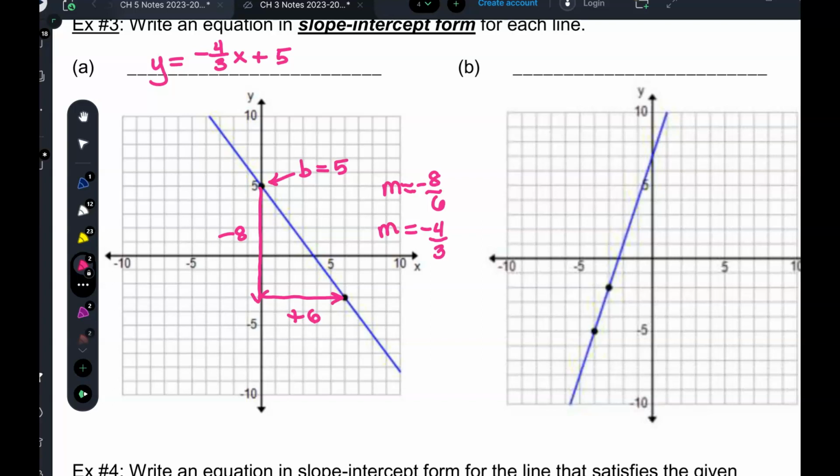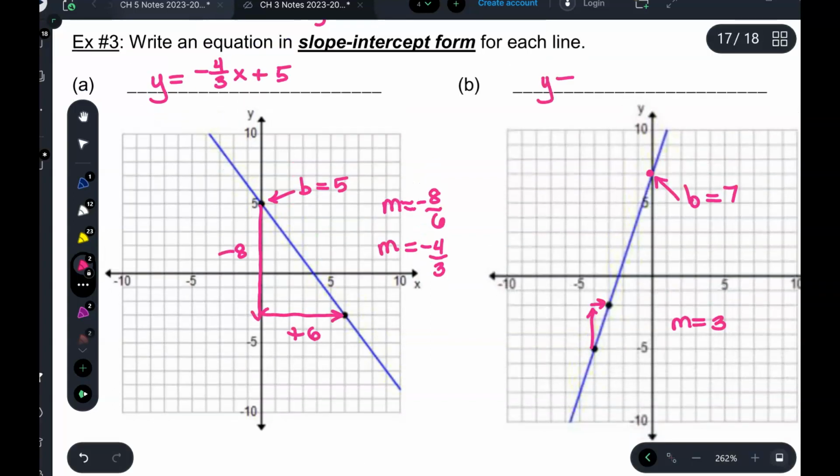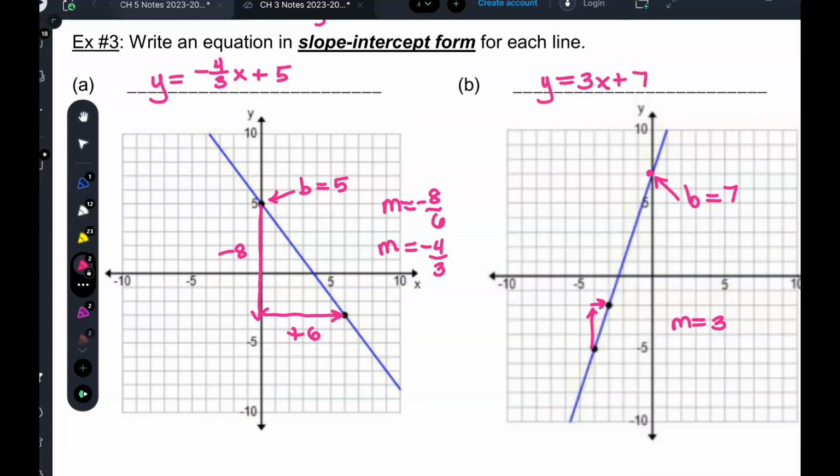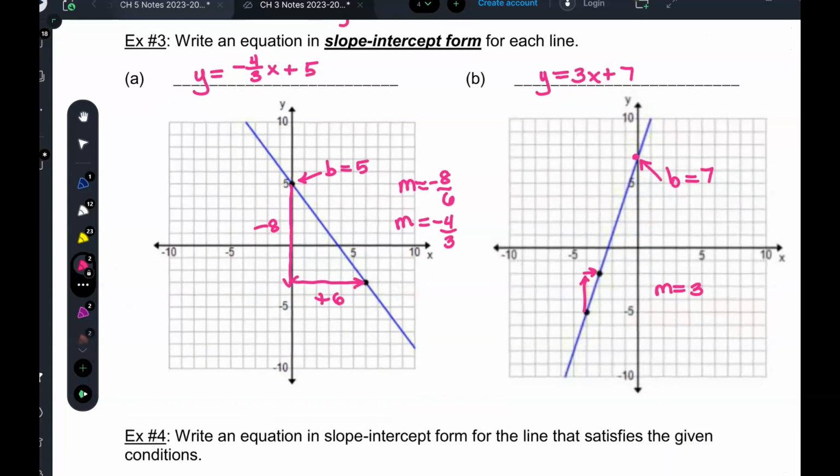All right, how about b? So let's see, that point there looks like b. Can we see what b is equal to? Looks like 7. And then I gave you 2 points down here. So what would the slope be based on those 2 points? 3/1. Good. So m is 3. Y equals 3x plus 7. Good. Any questions on those? Good.